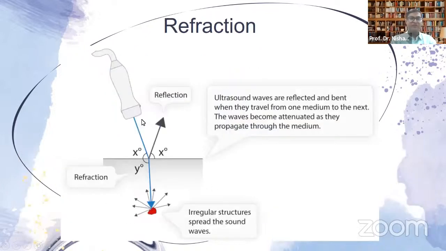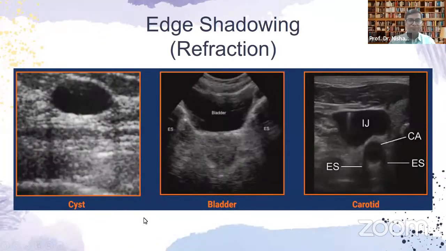As I said, for refraction, when the medium changes, it causes bending of the waves. And again, as I said, irregular structures spread the sound waves. This is refraction. A mirrored or smooth surface will cause reflection, so that is high. And there is attenuation of the sound waves as they travel through different media. Now, what is edge shadowing? Edge shadowing is seen because of refraction.